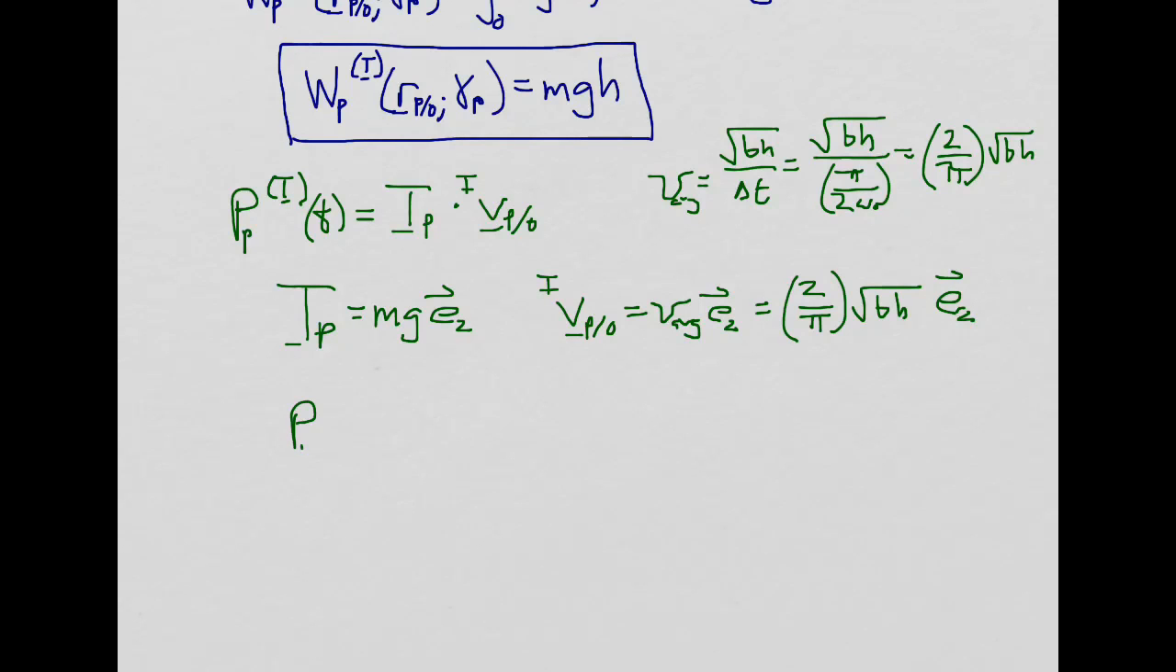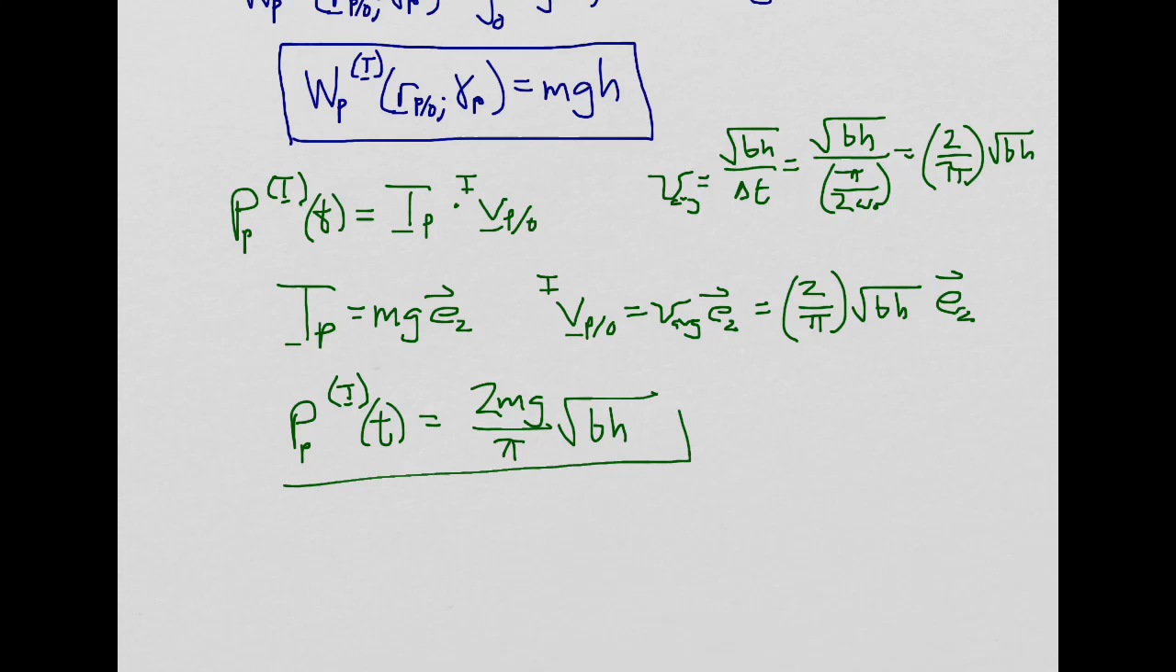And so the power developed by the tension in a constant velocity as a function of time actually isn't a function of time, because we've got a constant mg in the E2 direction, and we're dotting that with a constant in the E2 direction. And so our final quantity ends up being 2mg divided by pi multiplied times the square root of bh. And so over time we have a constant power throughout the entire cycle.